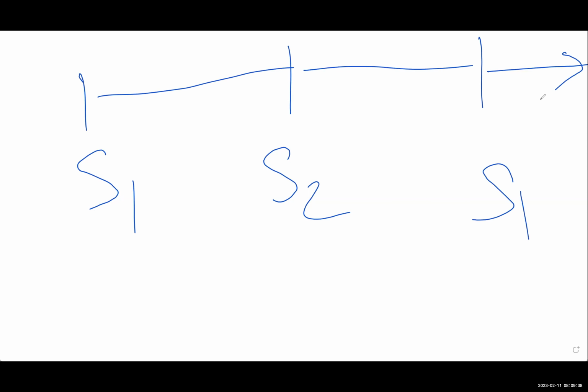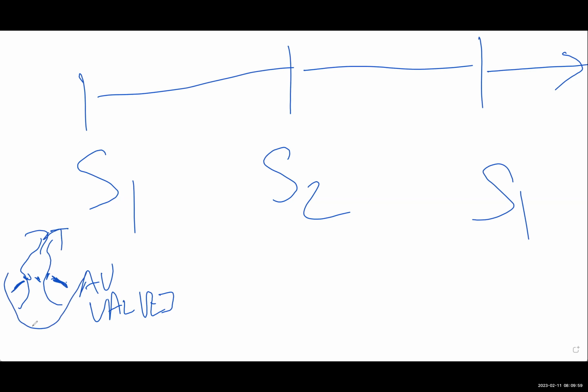S1 is closure of what? The valves, right? The AV valves specifically. So if you're drawing a little heart here at the bottom, it's your valve closure on the left and the right side, and the valves next to it are opened for systole, right? Do you know what I'm doing here? That's a heart, sort of.